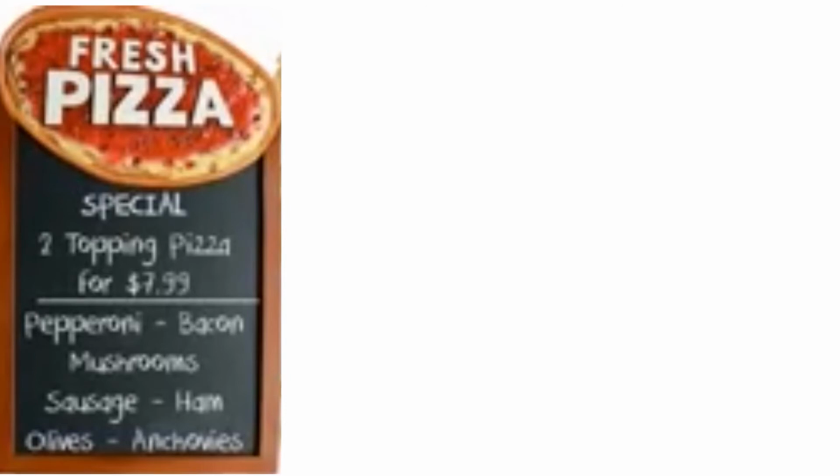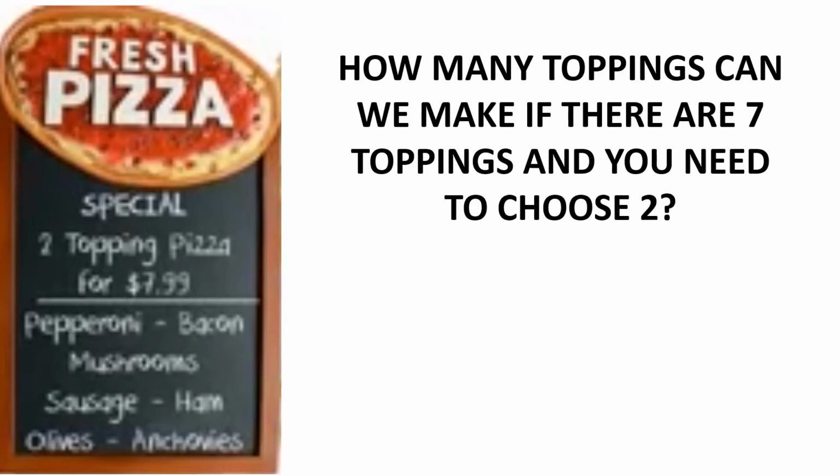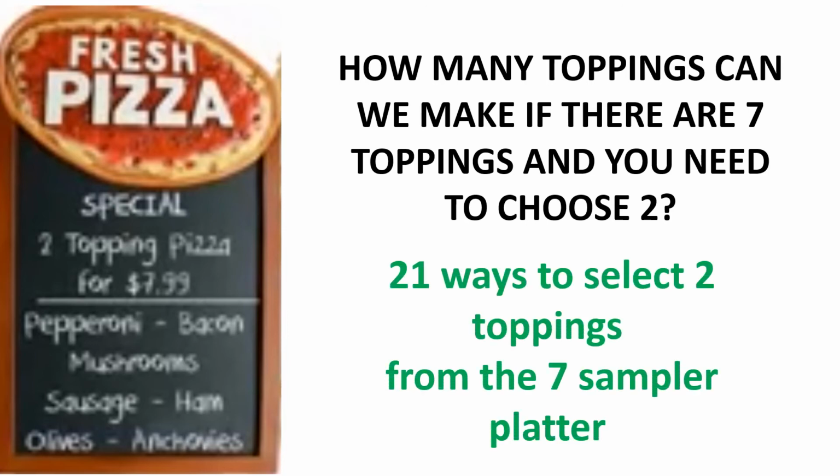Let's go to the fresh pizza. How many toppings can we make if there are 7 toppings and you need to choose 2? Now remember that there are 7 toppings here. You have pepperoni, bacon, mushroom, sausage, ham, olives, and anchovies. The answer there is that there are 21 ways to select 2 toppings from the 7 sample platter.